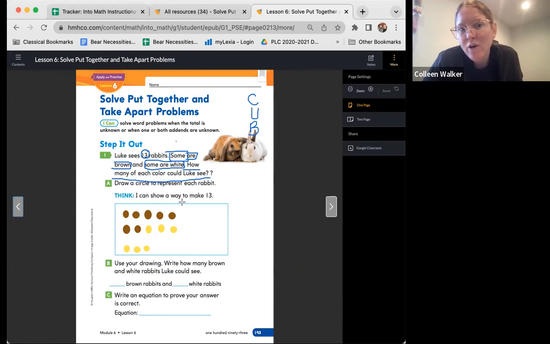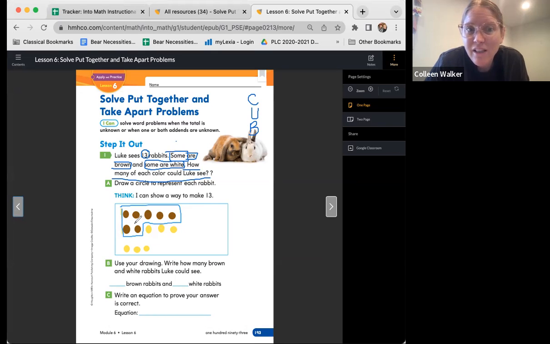Do you notice, friends, how sometimes when I draw, I'm drawing in what would be the format of a ten frame? It just kind of helps me to visualize it. You can try that too. So friends, how many brown rabbits did we just draw? Oops, I was going to change my color here. How many brown rabbits did you guys draw? Yes, there's 7 brown rabbits.